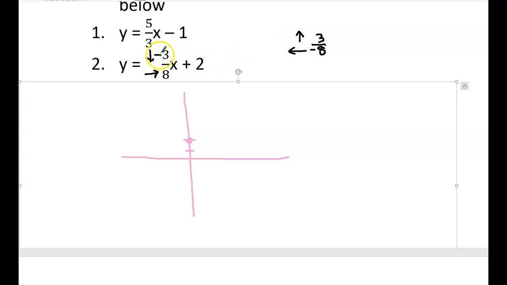And I'm always just going to put the negative on the top, which means I'm always going to go to the right no matter what. And the question is just whether I'm going to end up going up or down. So if it's negative, I'm going to go down. If it's positive, I'm going to go up. So starting from my starting point then, I'm going to go down 3 and over 8. 1, 2, 3, 4, 5, 6, 7, 8, right here. And then I'm going to connect my dots.